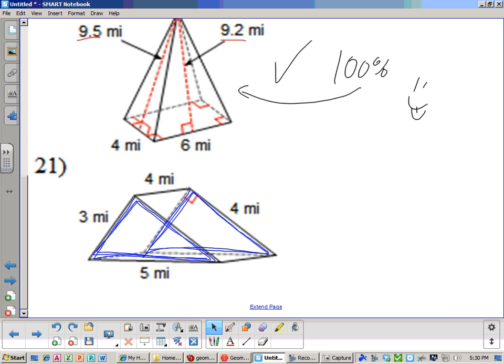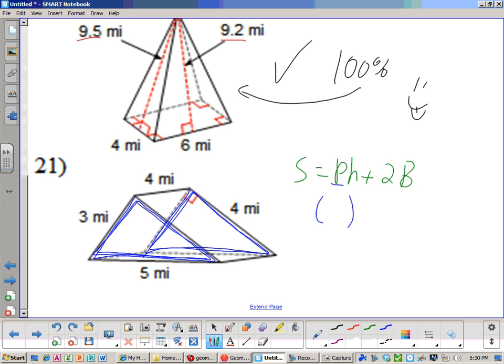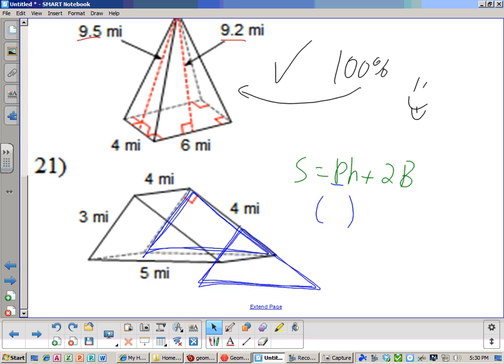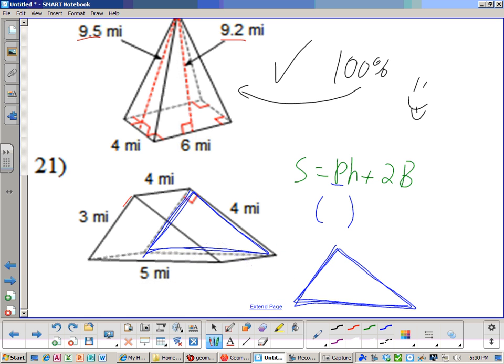In this one, I'm first going to write down the formula of the prism, which is surface area equals PH plus 2 big B. The first thing we want to do is find the perimeter of the base. What is the perimeter of this base? The base is currently a triangle, so I'm going to grab one of these triangles, put it to the side, and take a look at it. It has lengths of, well, this is 3, thus this is 3. This length right here is, let's look at it.